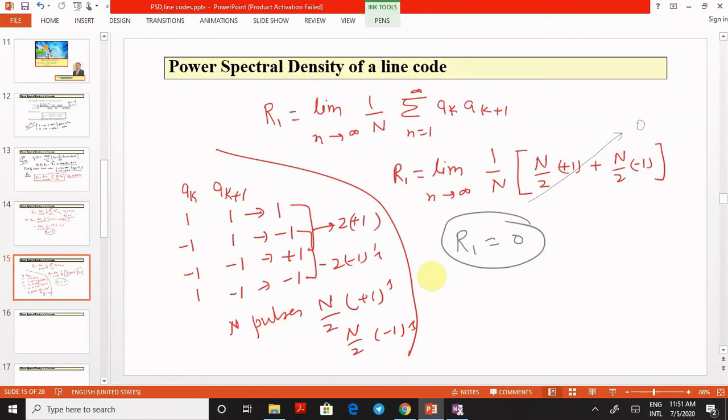Now if the value of R1 is 0, it means the autocorrelation between the kth moment and k plus 1th moment is 0. Now it is very simple to calculate the value of R2, because the value of R2 will be the autocorrelation between ak into ak plus 2. And naturally, when we don't have any correlation between k and k plus 1, then the autocorrelation between k and k plus 2 will also be 0, right? So R2 will also be 0, and all other values will be 0, that is, Rn will also be equal to 0, right?